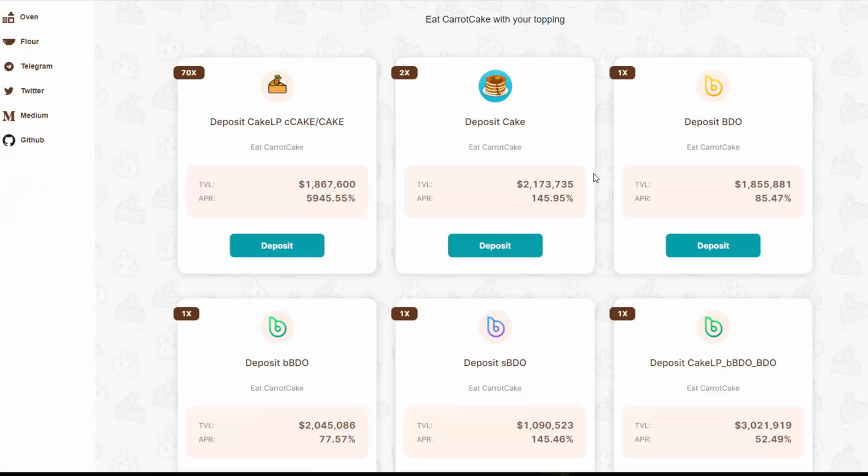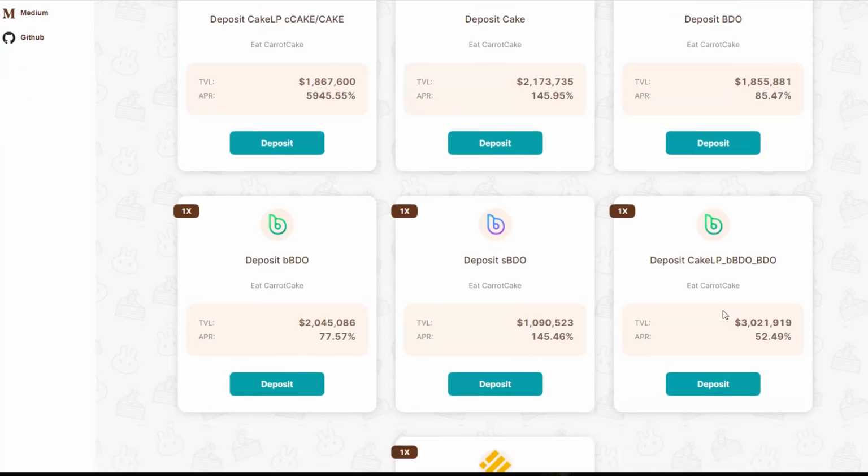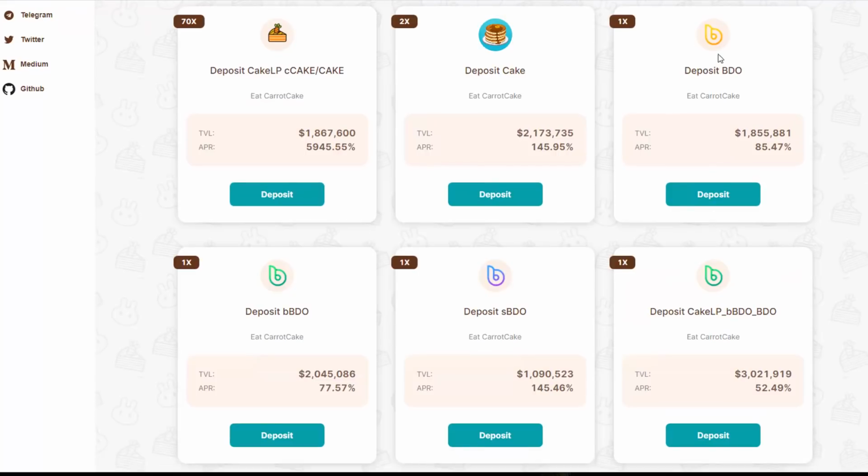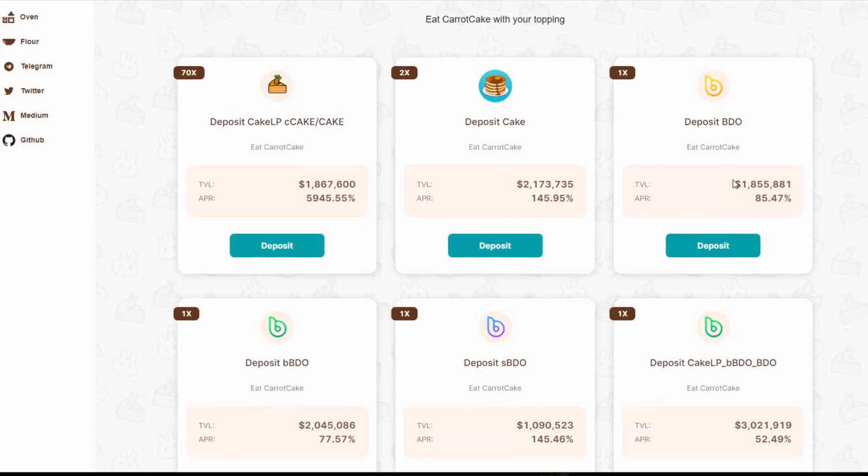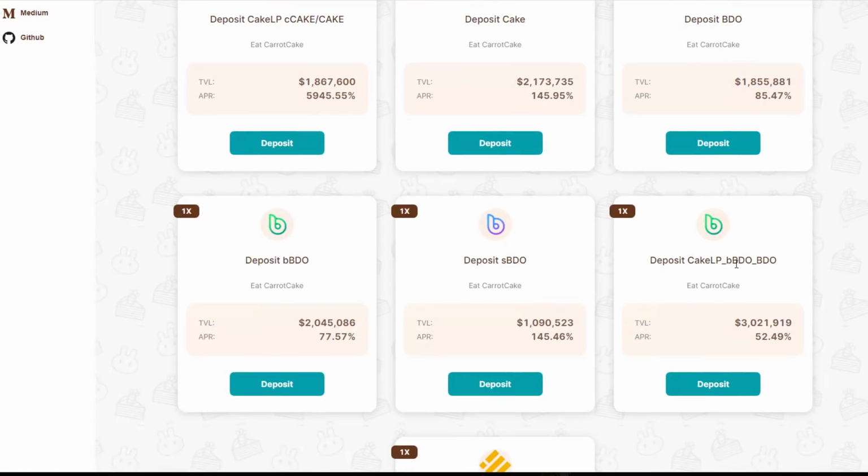Now there's other liquidity pools. This one here is just deposit straight cake. Obviously the APR is different. You can even deposit your bDollar, which is from the BDO token from bDollar. And also you can even deposit your BDO bond token, and you pair it up with the BDO token, the sBDO, and the bond token by itself.